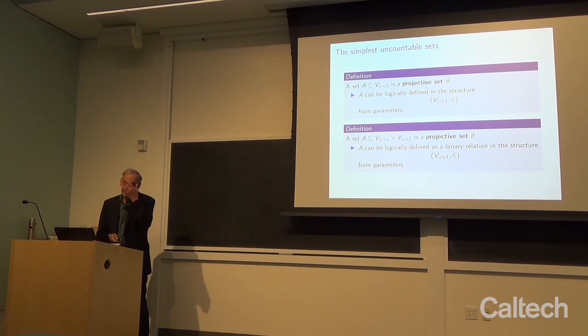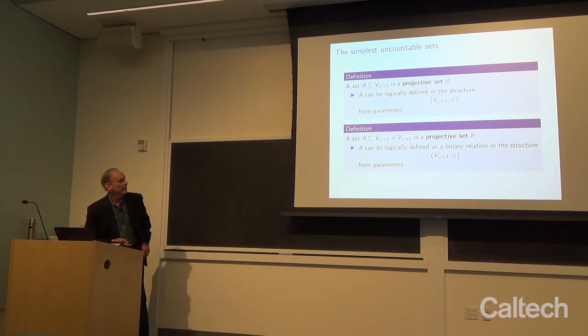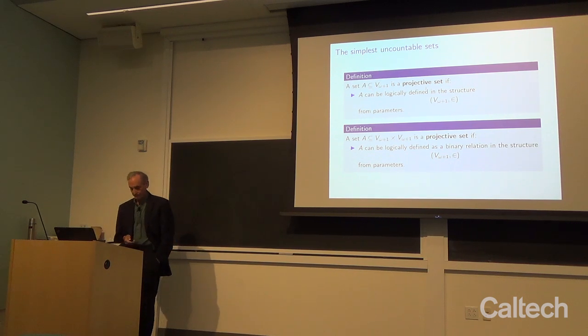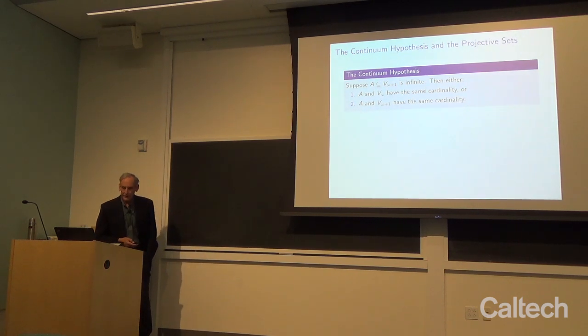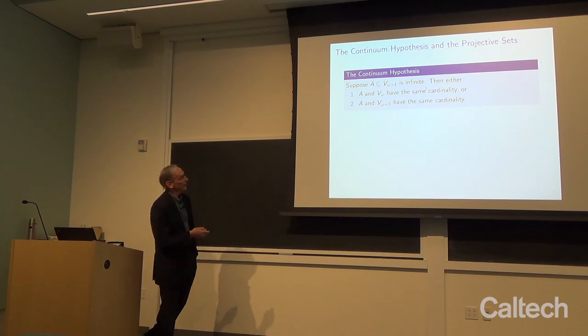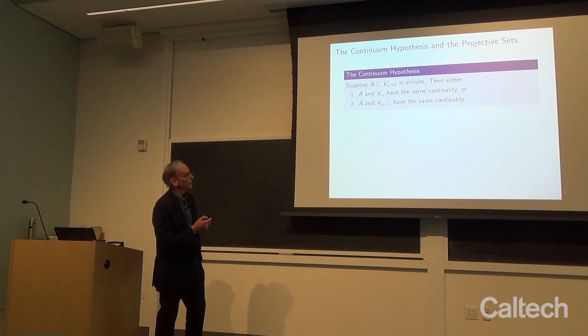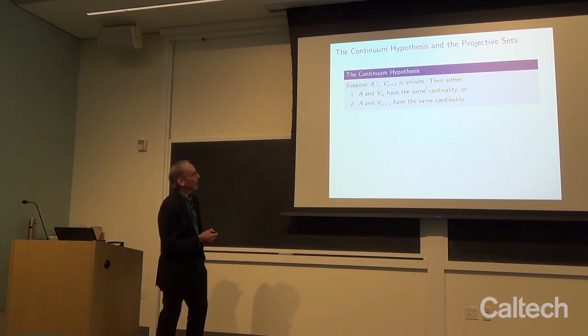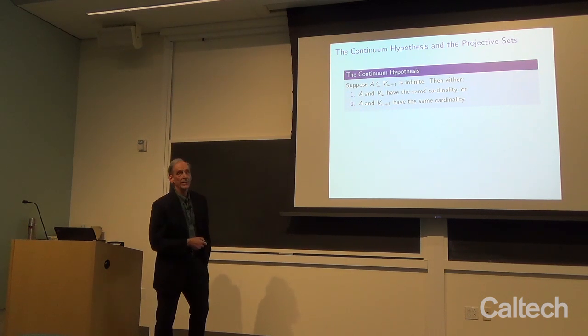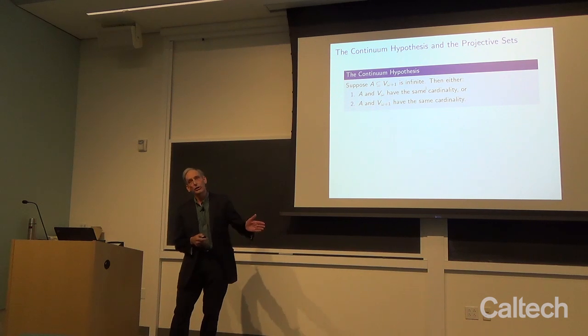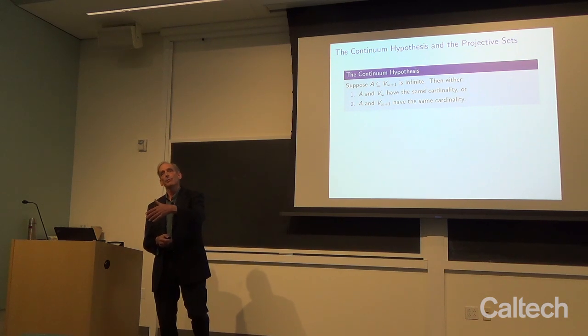Okay, so let's now state the continuum hypothesis. Let's not talk about reals. Let's talk about V_{ω+1}. So the continuum hypothesis is equivalent to this statement. It says that if you have a subset A of V_{ω+1}, think the reals, then either A and V_ω have the same cardinality, V_ω is really N, or A and V_{ω+1} have the same cardinality. But we're shifting to V_{ω+1} because we have a natural notion of a simple set.